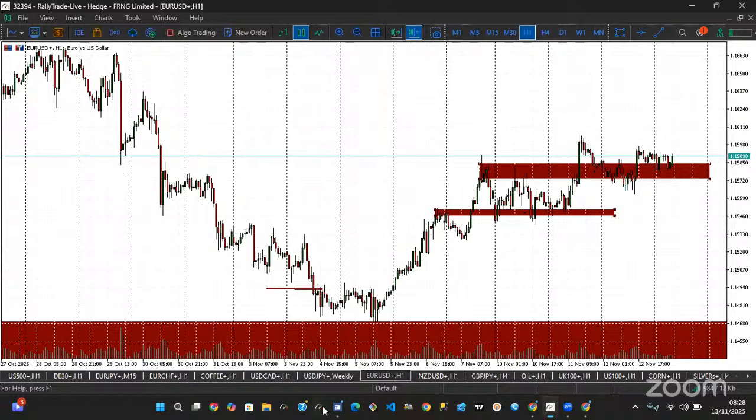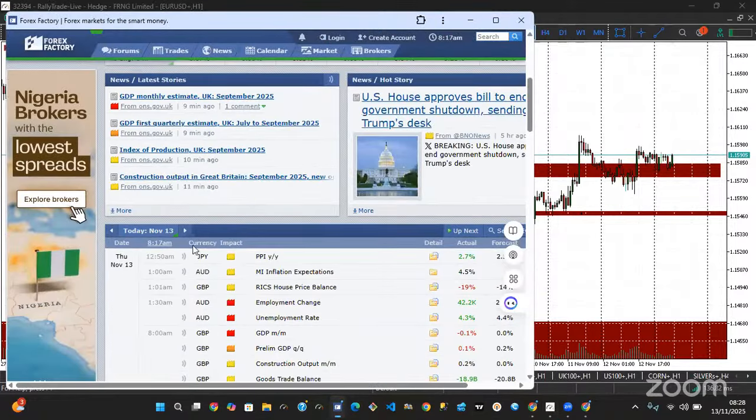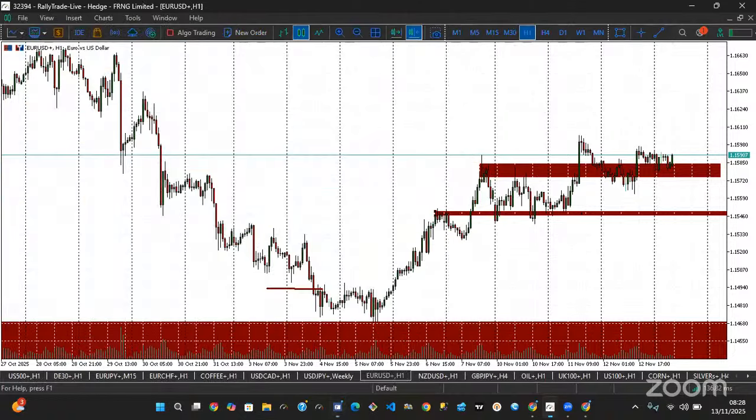Now, the only thing, thank you so much, the only thing that can possibly make this go down to sell is if there's a fundamental, if there's news, right? News can hinder that upward movement. And so far, let me see. So far for today, Thursday the 13th, there is no fundamental.